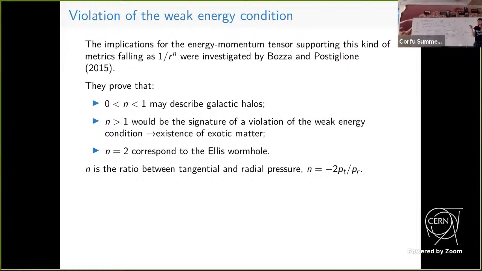I want to recall the meaning of the exponent of this kind of potential, that is n. N is the ratio between the tangential and the radial pressure. According to the value of n, we can have different kinds of systems. N between 0 and 1 may describe galactic halos. In particular, n equal to 0 is a single isothermal sphere, n equal to 0.5 is a galactic halo, n equal to 1 is an object described by the Schwarzschild metric. For n equal to 2, we have the Ellis wormhole, and for n greater than 2, we have exotic matter.